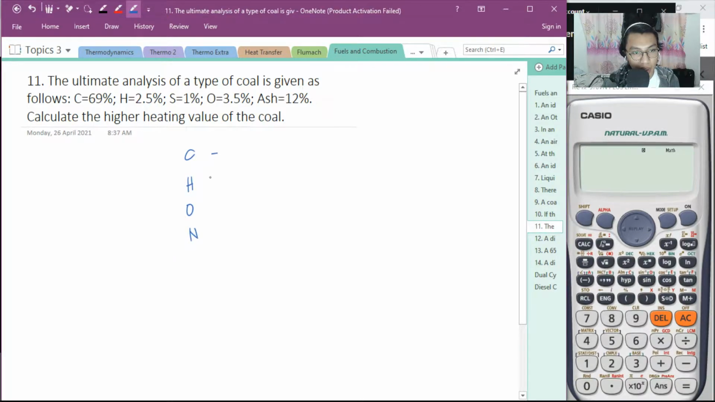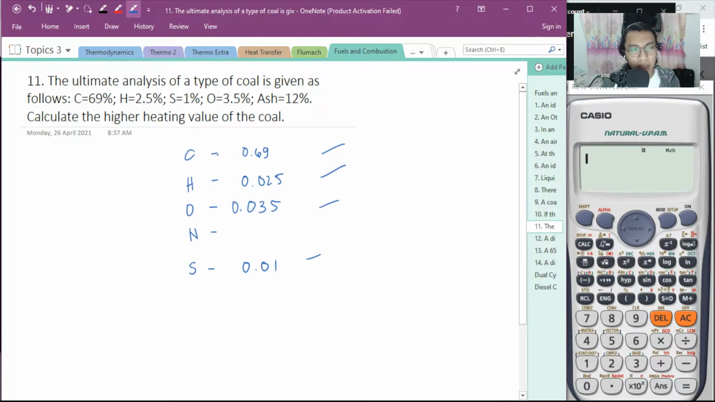C-H-O-N. Okay? Ito lang ang lagi mong i-consider dyan. Yung C, ilan ba dyan? 0.69. Yung H is 0.025. Yung O is 0.035. Ayan, tapos may nakalimutan pa ba ako? Sulfur. Ito kasing N, kahit hindi mo nakunin yan. Kapag may byproducts, yon pwede mo kunin yung N. Sulfur is 0.01. So, ito na lang yung mga kailangan mo.